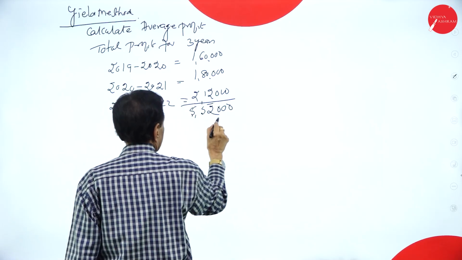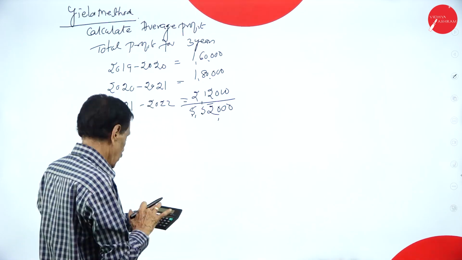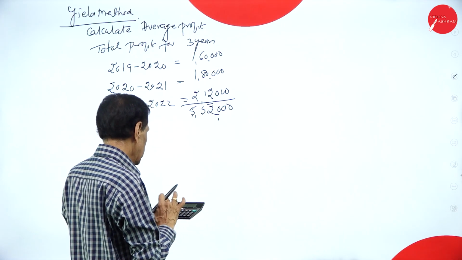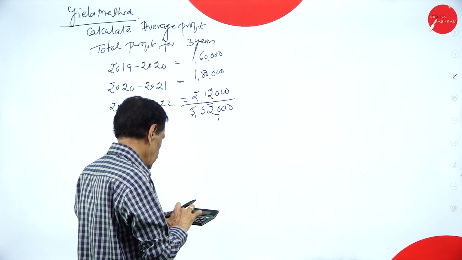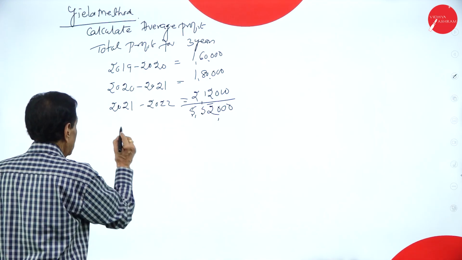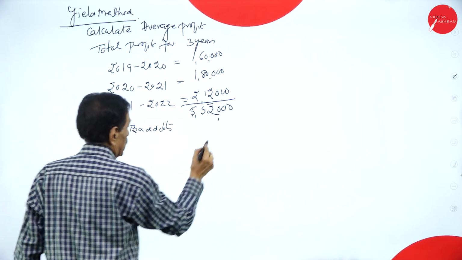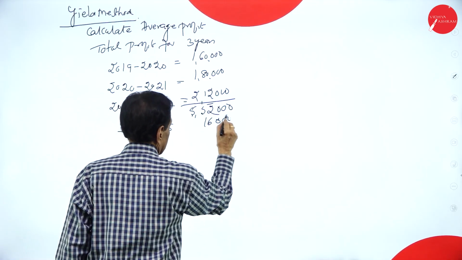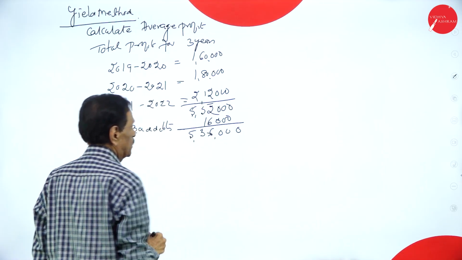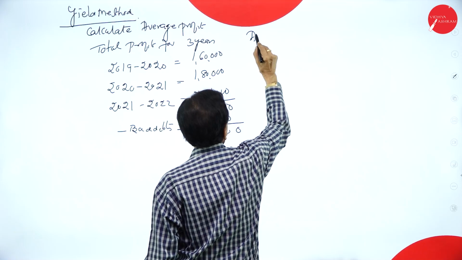Add the figures. 1,60,000 plus 1,80,000 plus 2,12,000. 5,52,000 minus bad debts 16,000, deduct, 5,36,000. It's a profit for how many years? 3 years.